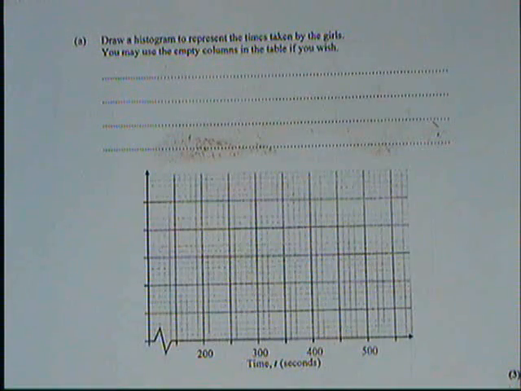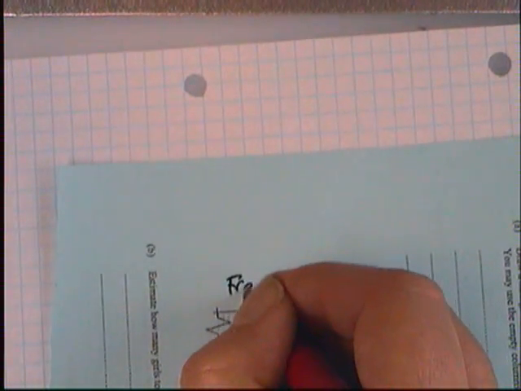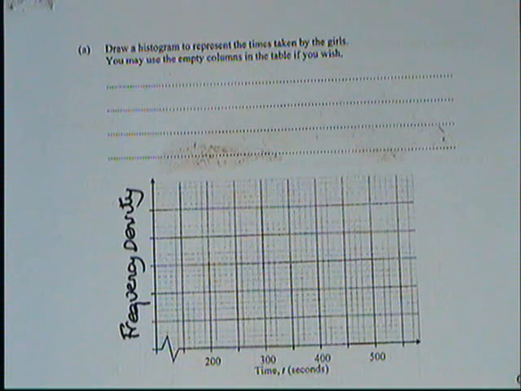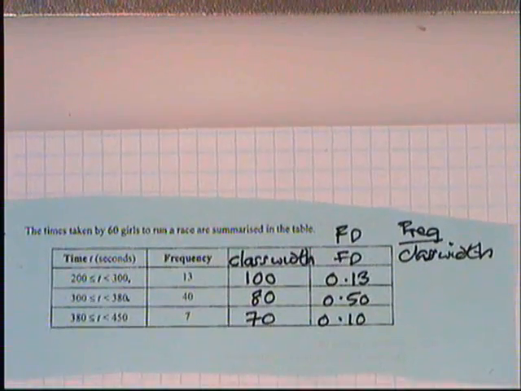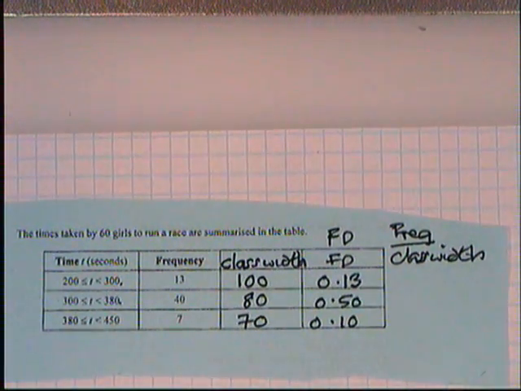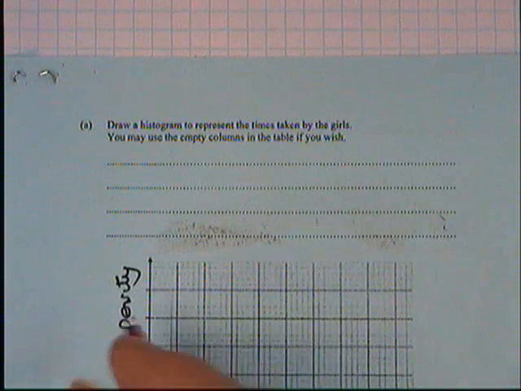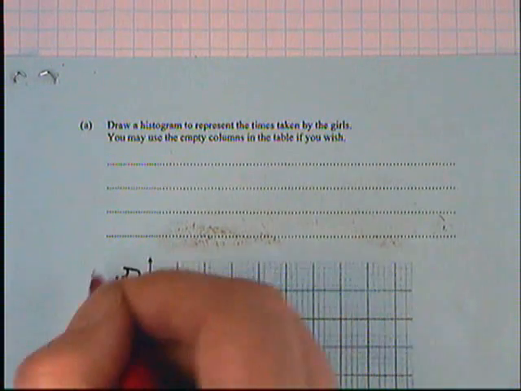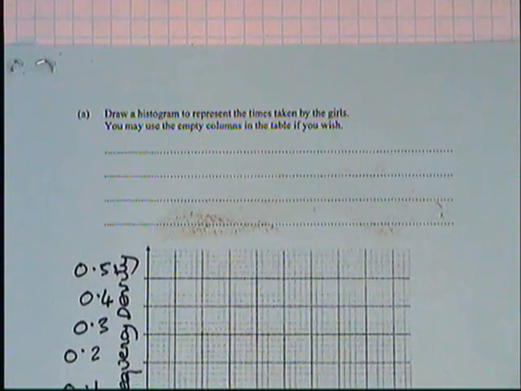So the frequency density is going to be the y-axis of this histogram. First of all, I'm going to label it. I'll just turn the paper around and label it so that the examiner can read it. And now I'm just going to put the scale at the side. Our smallest value is 0.1 and our largest is 0.5. I'm not going to make the histogram difficult for me to plot, so I'm going to use nice easy numbers: 0.1, 0.2, 0.3, 0.4 and 0.5.